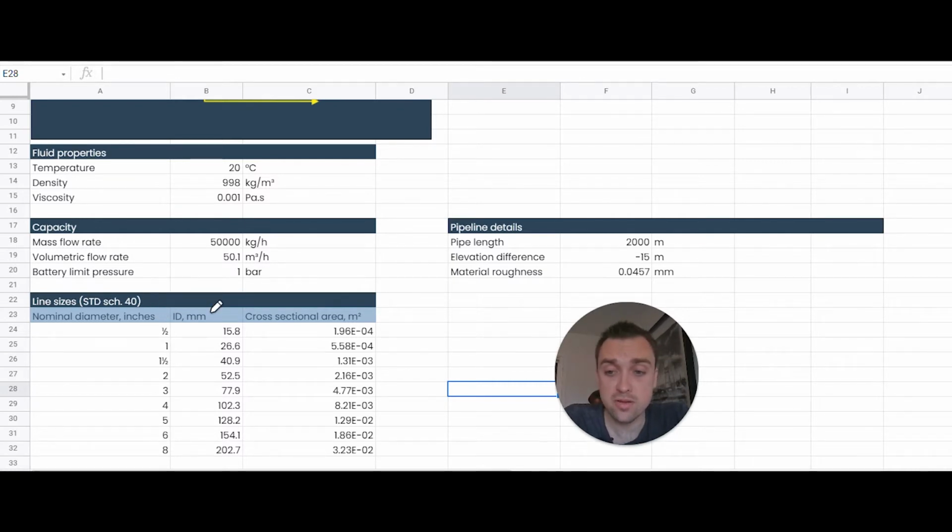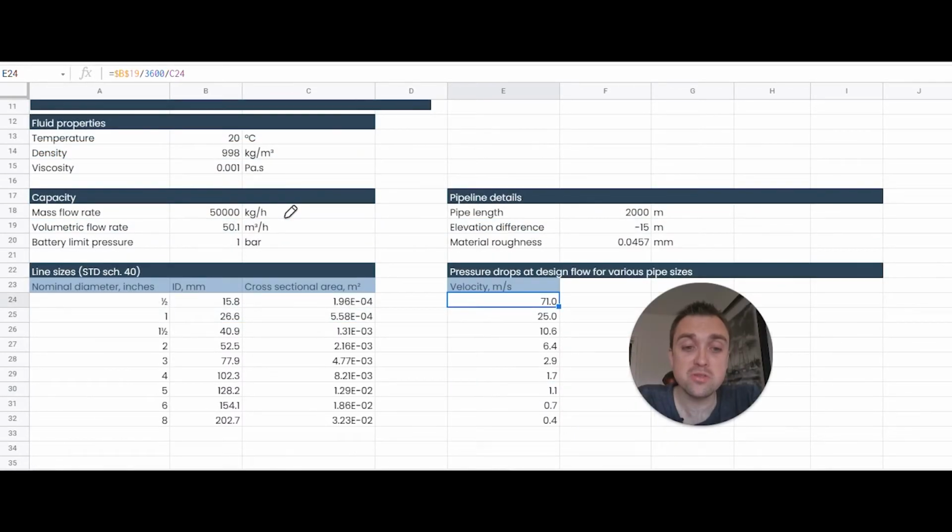With these internal diameters, which you can find anywhere on the internet, you can calculate a cross-sectional area available for the fluid to flow, and that's important because from that you'd be able to calculate the velocity of your design flow rate depending on the pipe size you chose. So you can see that a half-inch tube would have a velocity of 70 meters a second, an eight-inch pipe would have a velocity of 0.4 meters per second.